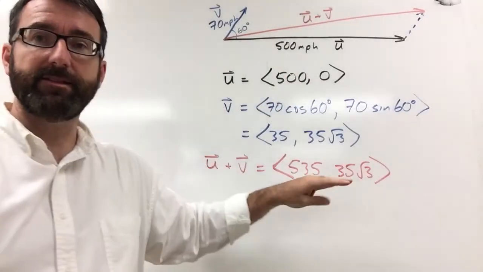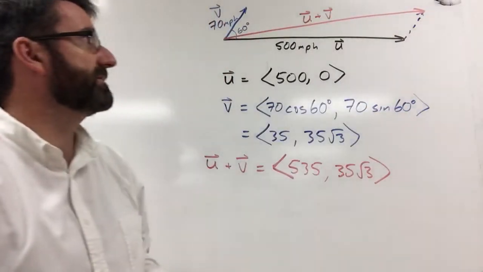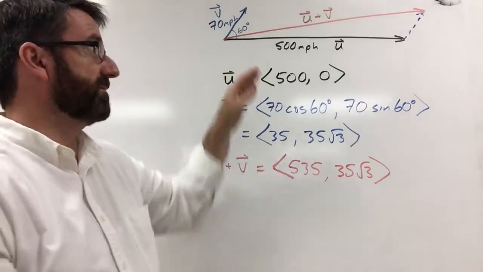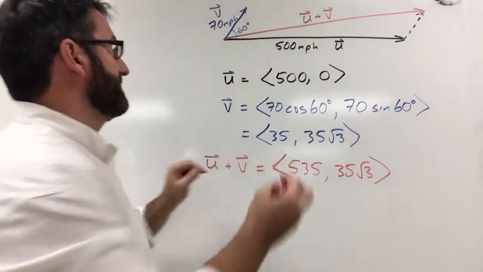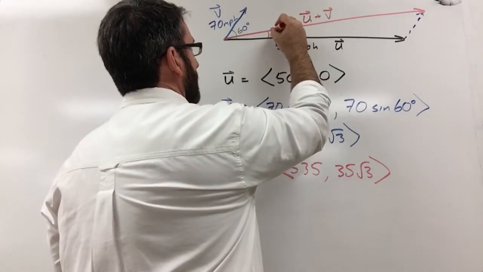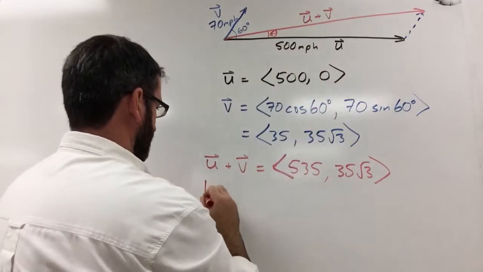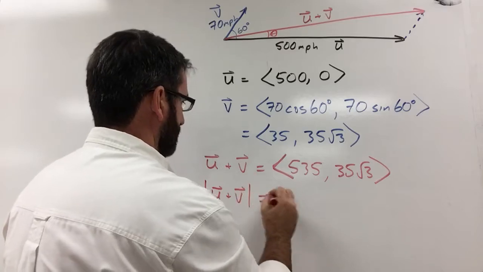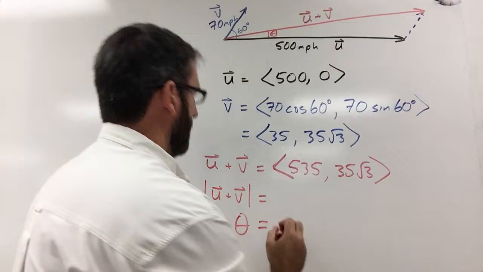All right, now that's not what we're asked for. That's the component form of this vector, but what we were asked for is the new ground speed, which is going to be the magnitude of that vector, and the direction. So we need this angle here. Let's call that theta. So we need to know the magnitude of this vector, and we need to know theta.